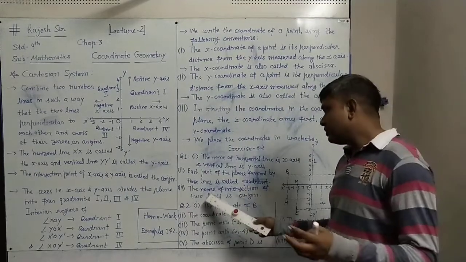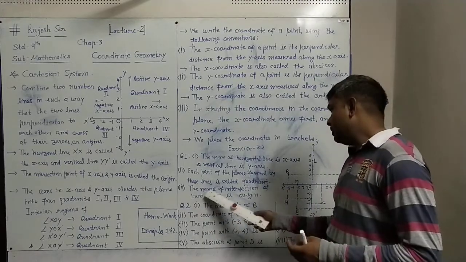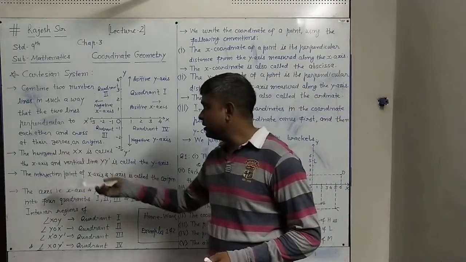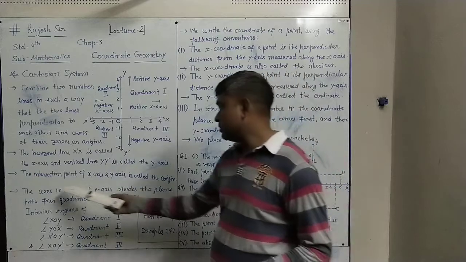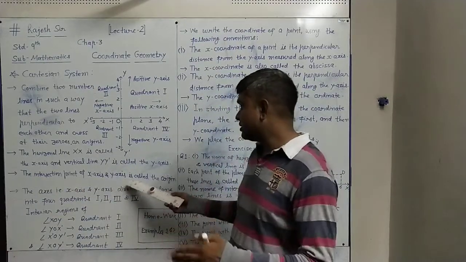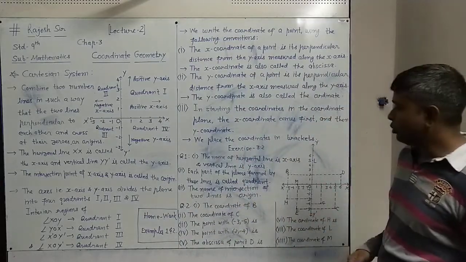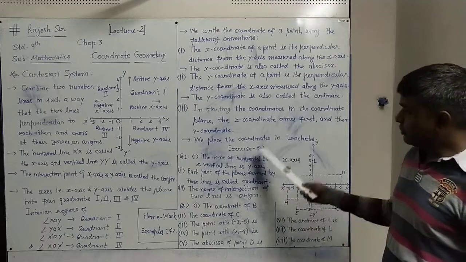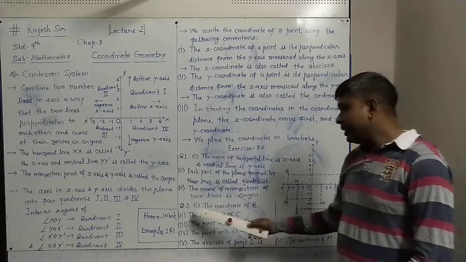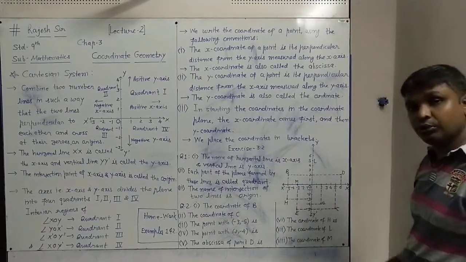The third question was: what is the name of the intersection of these lines? The intersection point of the horizontal line, the x-axis, and the vertical line, the y-axis, is called the origin. So the third answer will be origin. These were the first three answers of question number 1. Then we have question number 2, for which we have to refer to the graph given in the textbook.